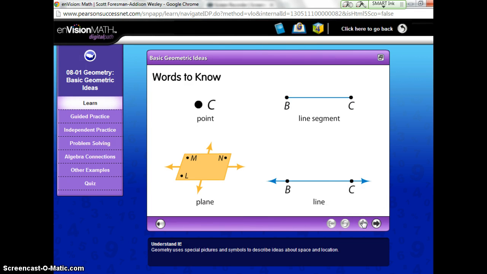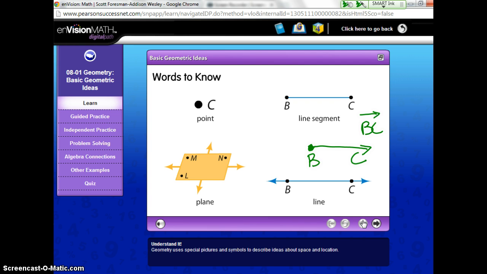The other thing we didn't mention is what's called a ray. Is that on your blue sheet? Yeah. A ray is a line that has a point on one end, but it goes on forever in the other. So we would call this ray BC.